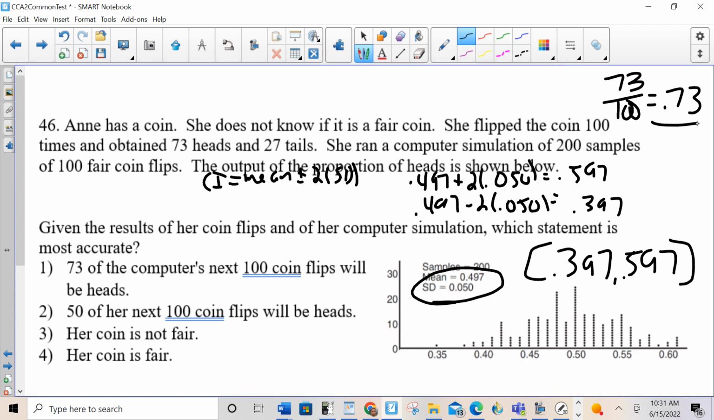But Anne had time. She got 0.73. Is 0.73 an expected value of a fair coin? No, therefore, her coin is not fair.